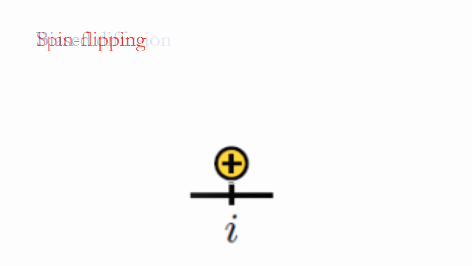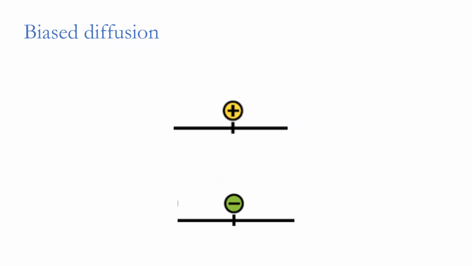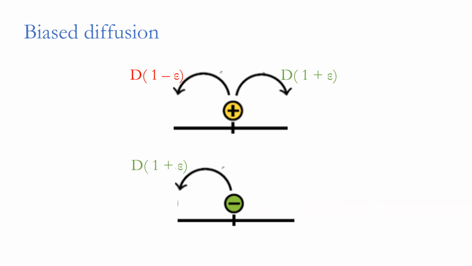Now, let us consider biased diffusion. As mentioned earlier, particles undergo free diffusion on the lattice, but have a left-right bias depending on the sign of their spin. A particle with spin s hops to the right at a rate D(1 + sε), and to the left with a rate D(1 - sε). Thus, for a particle with spin s equal to +1, it hops to the right with rate D(1 + ε), and to the left as D(1 - ε). Correspondingly, for a particle with spin -1, it hops to the left with D(1 + ε), and to the right with a rate D(1 - ε).